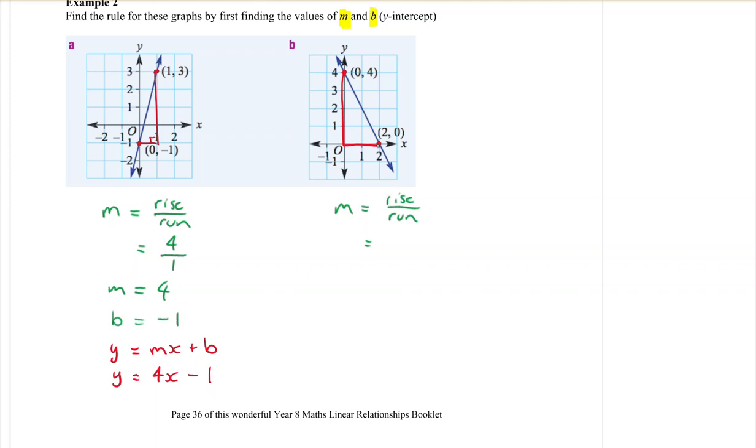Counting the rise. There is 1, 2, 3, 4 spaces. So it's a rise of 4. And the run is the horizontal one. So 1, 2 spaces for the denominator. Remember to check uphill or downhill.